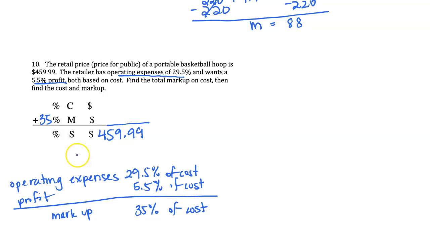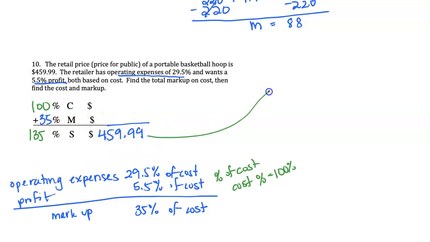It also lets us know that since it's of cost, that tells us that our cost percent is 100%. So it really tells us two things there. And then we can finish that first column to get 135%. This is another situation where we have that last row filled in. So I'm going to take that last row and make it into an equation.